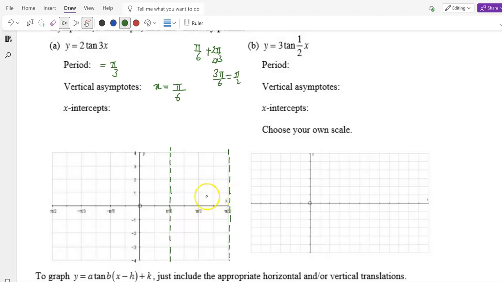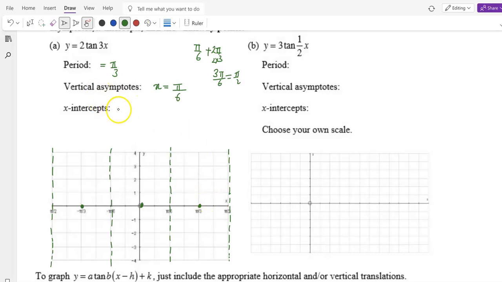So this is easy. You just replicate that between values. First put all the vertical asymptotes. Now pi by 3 is your x intercept. So your x intercepts are these. These are my x intercepts.